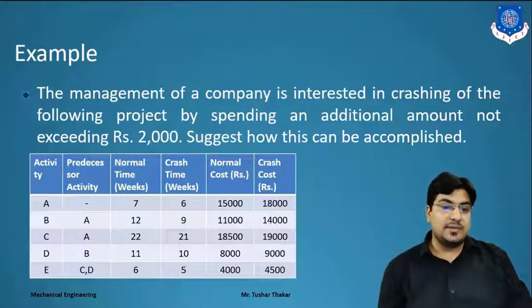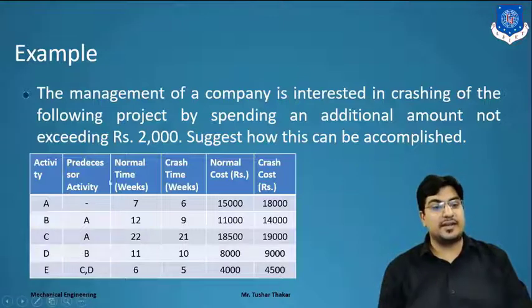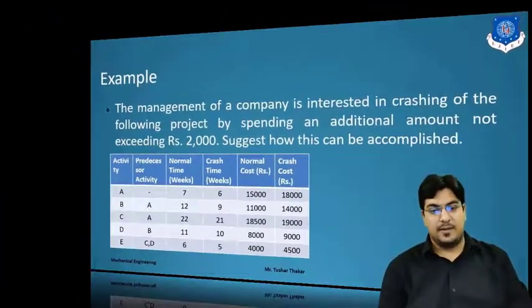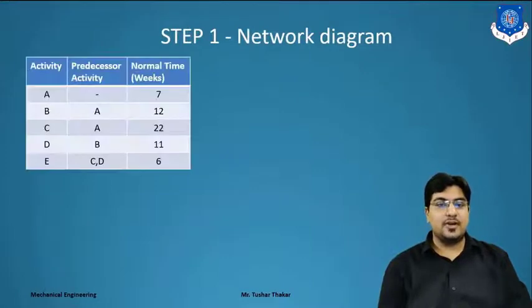So here the same table is given for activities and predecessor activity, mentioning normal time, crash time, normal cost and crash cost. So what we have to do: first we have to draw a network diagram based on the activity and predecessor activity. Then after that we find out the crashing table. So first we draw a network diagram.